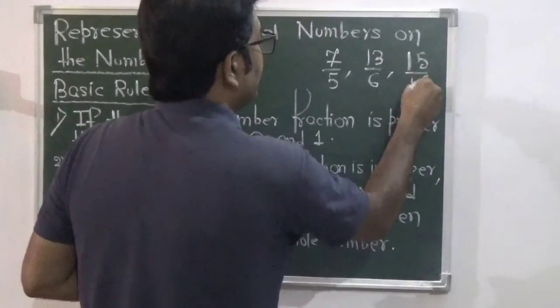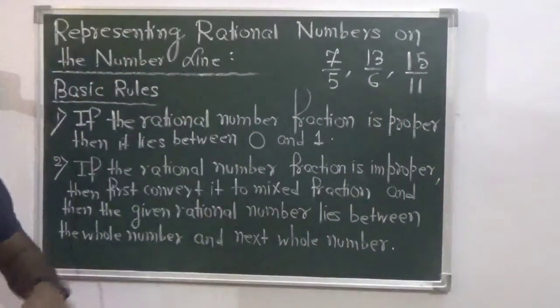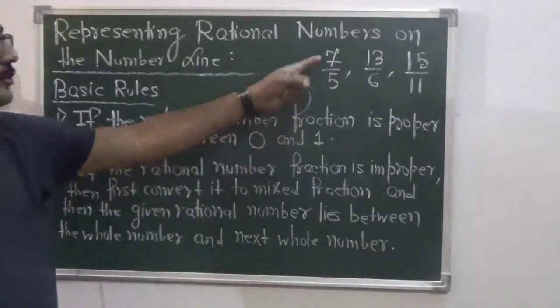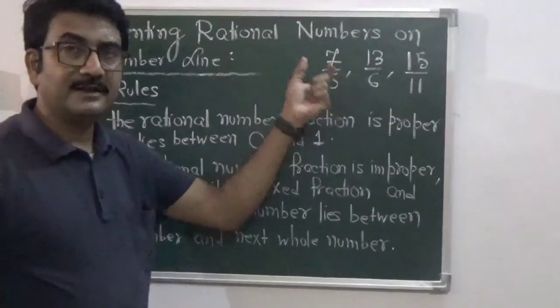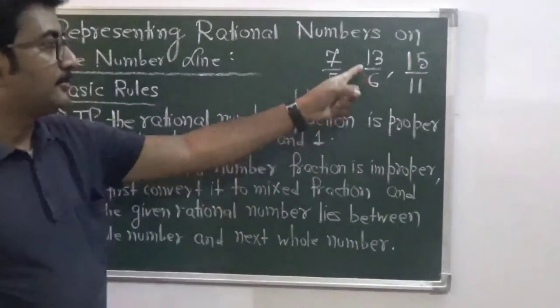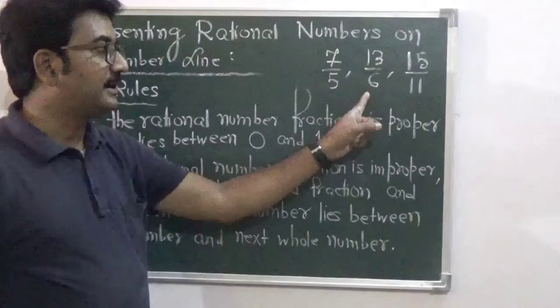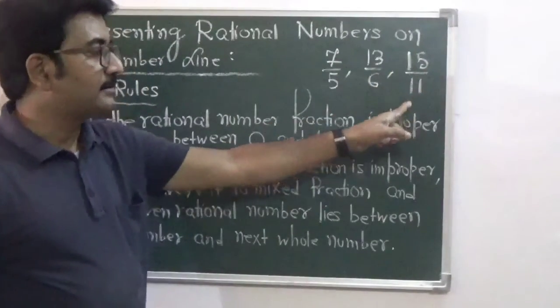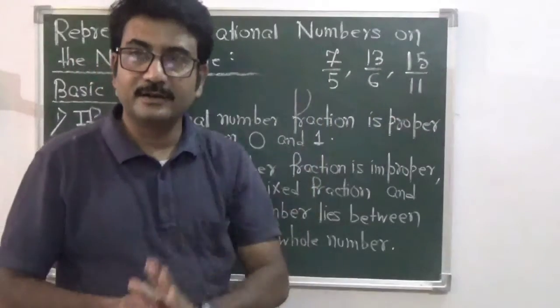15 by 11. So if you look into all these numbers, what we observe here is that the numerator 7 is greater than the denominator 5. The numerator 13 is greater than the denominator 6. And the numerator 15 is greater than the denominator 11.